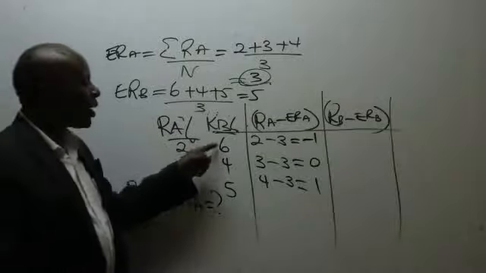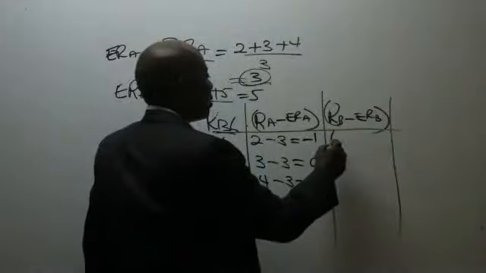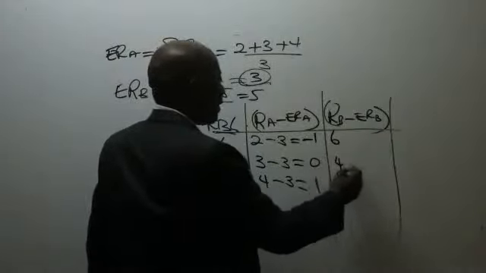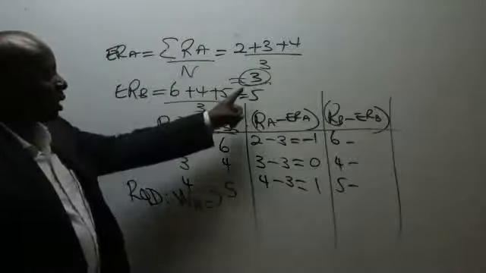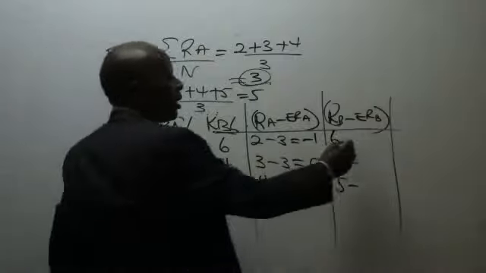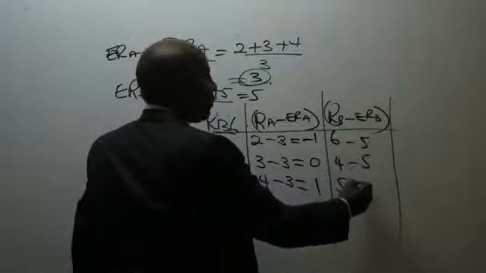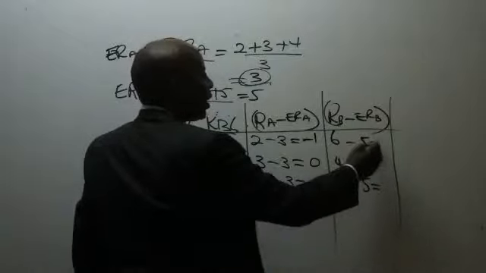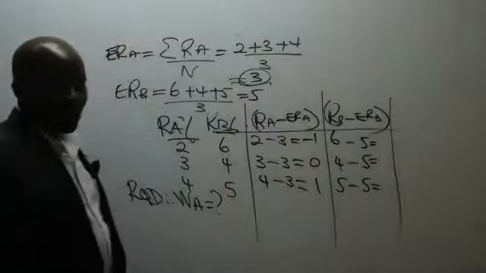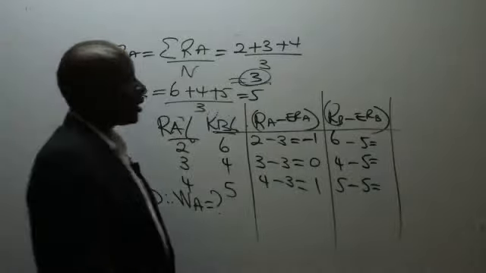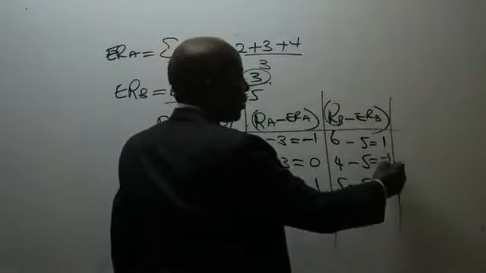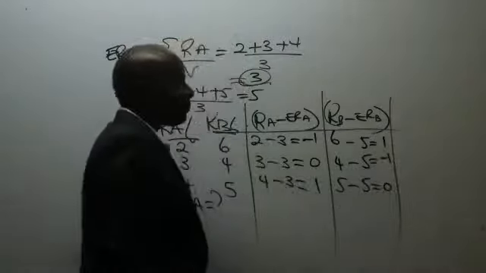For B, we already have the actual returns. So we have 6, 4, 5, minus. Are you able to see the expected return of B? Yes, it is here. It is 5 throughout. So could you kindly give me the simple deviations? So we have here 1, minus 1, and 0.